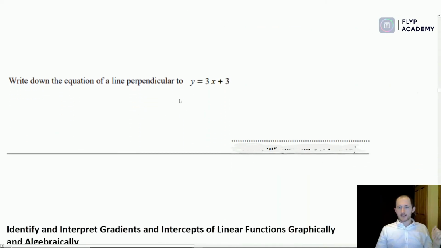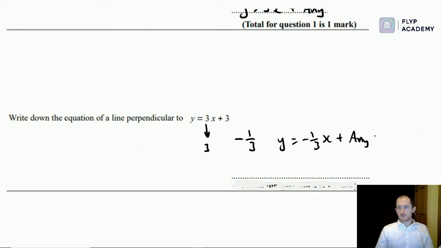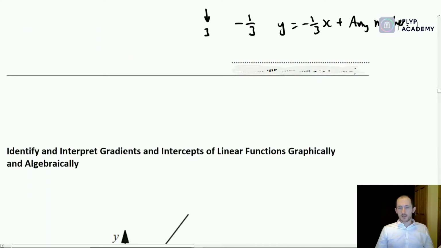And then likewise, write down the equation of the line that's perpendicular to y equals 3x plus 3, where the gradient is equal to 3. So we need to do negative 1 over that, so it's -1/3. So the equation is y equals -1/3 x, and then plus any number. Not bad.